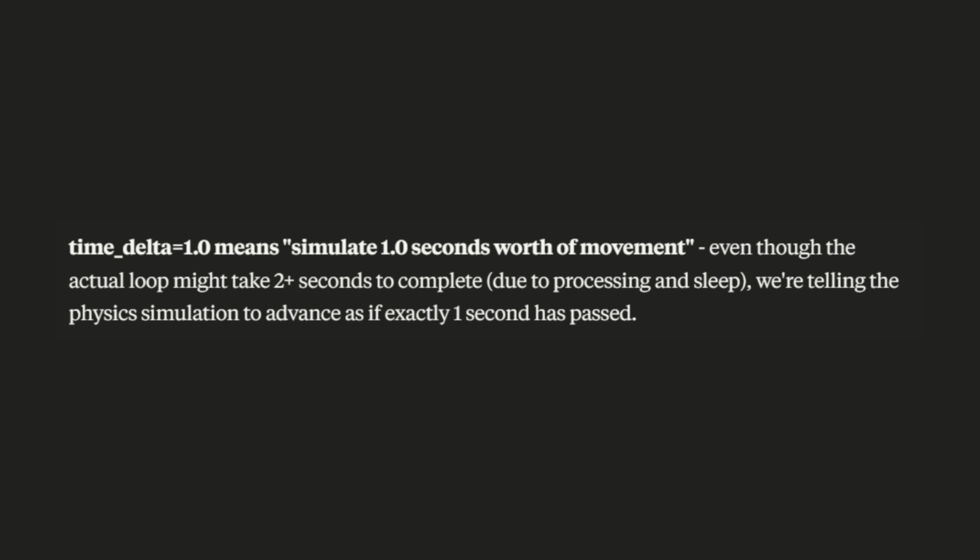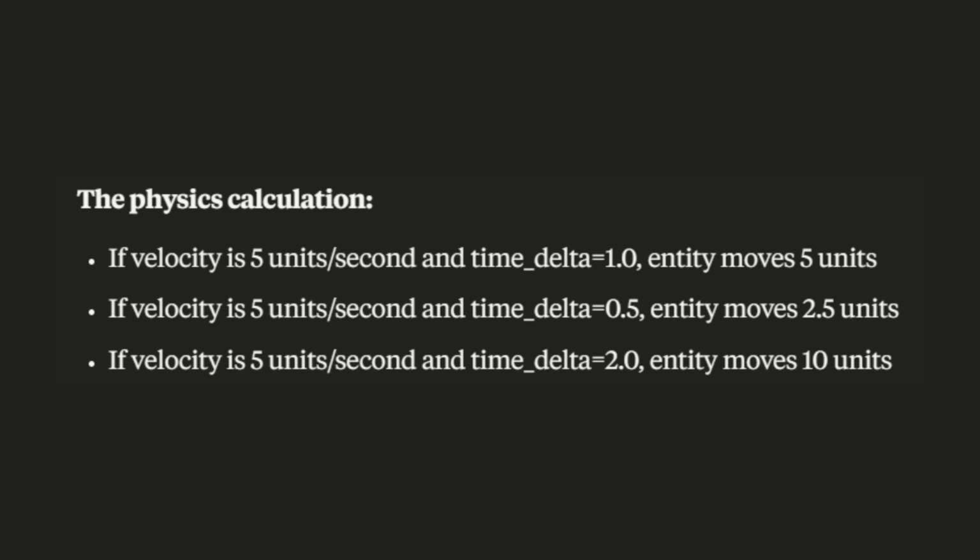time_delta=1.0 tells the physics system that 1 second of simulation time has passed. The update_entity_position function uses this to calculate exactly how far each entity should move based on their velocity and the elapsed time. This enables frame rate independent physics calculations where movement depends on time, not loop speed.